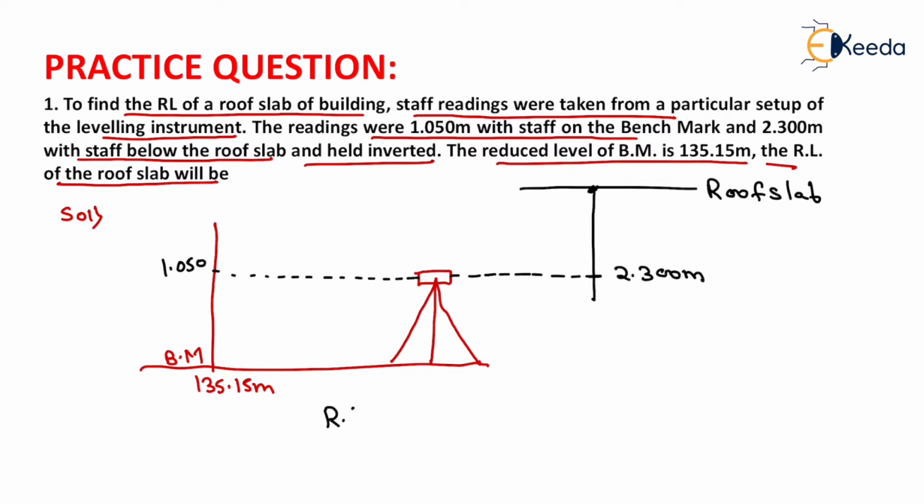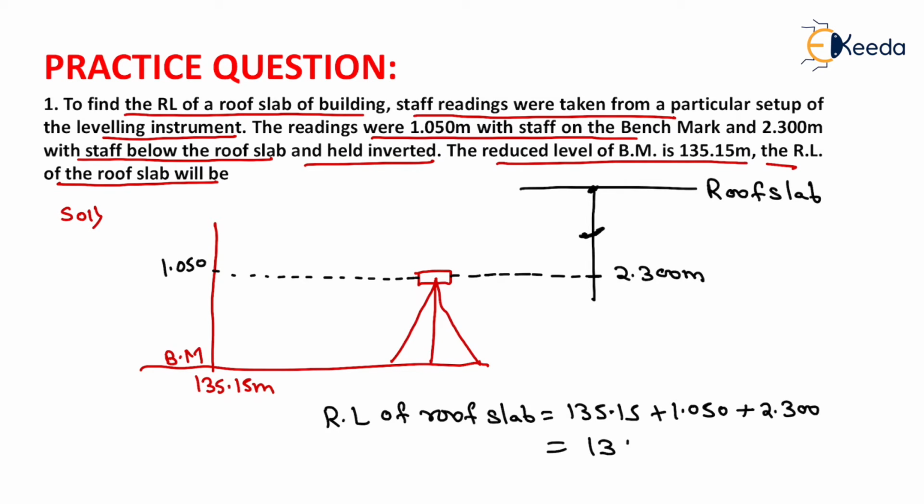So RL of roof slab will be equals to RL of benchmark, that is 135.15 meter, plus benchmark staff reading, that is 1.050 meter, plus the staff reading which will be held inverted at the roof slab, that is this staff. The reading will be 2.300. On adding all this value, we will get the answer as 138.50 meter. That will be the RL of roof slab.